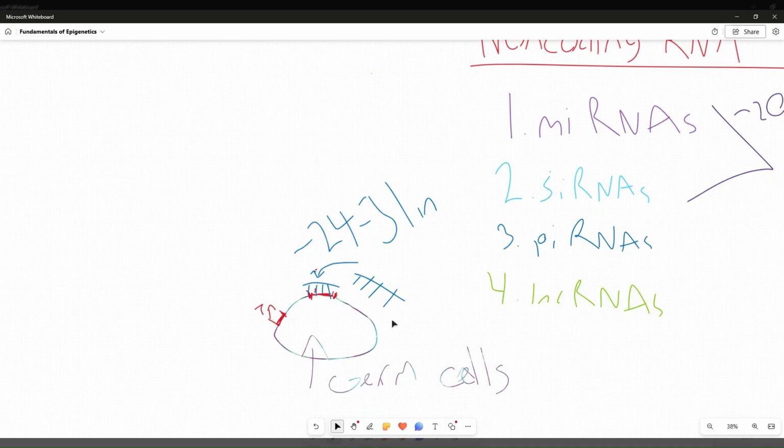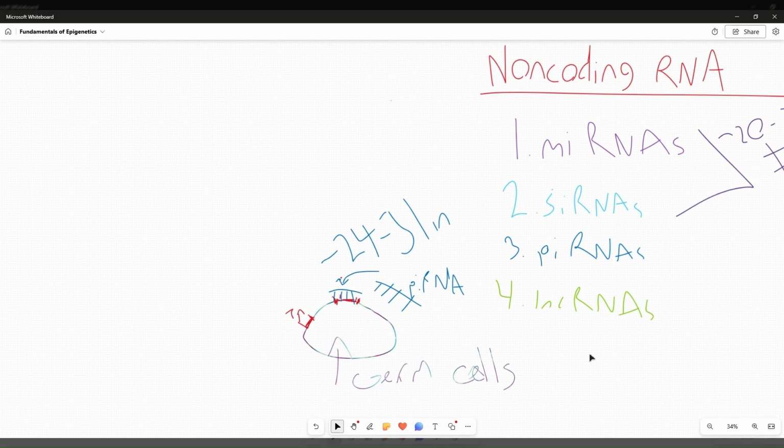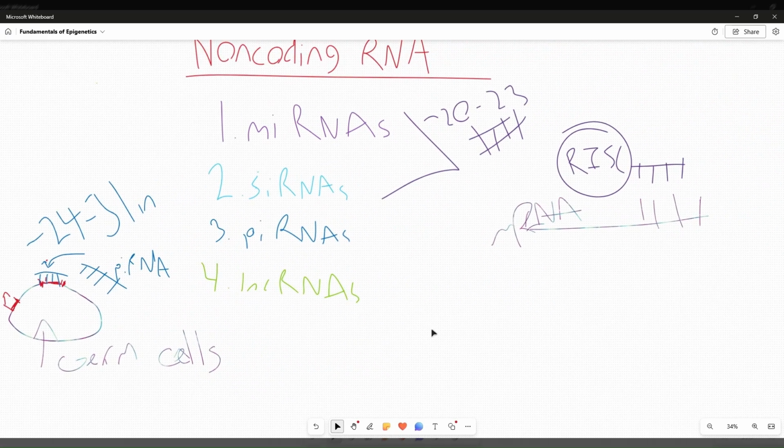So my piRNA went, attached itself to this transposon. That transposon's not going anywhere. It's locked in place, and that's great because I don't want it moving around, causing damage, interrupting genes. Got to keep it consistent. So it's relatively simple.